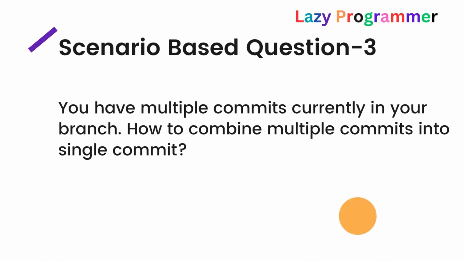Now let's check the third scenario based question. Suppose you have multiple commits currently in your branch. So how you can combine these multiple commits into a single commit, or you can say how you can squash these multiple commits into a single commit. So the combining or squashing the multiple commits into one is the way to clean up history and make more readable and concise. To squash multiple commits into one, we can use command git rebase -i then commit ID.